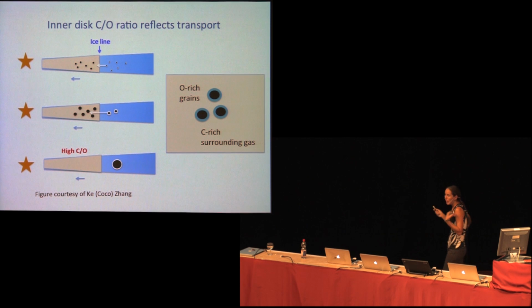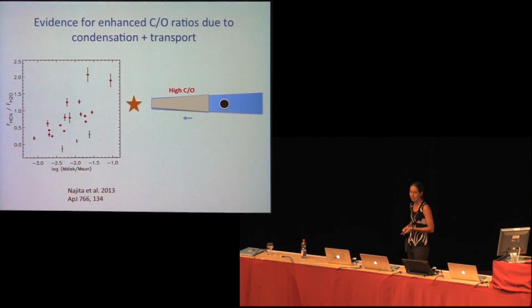If you have grains freeze out beyond the snow line, they're going to be oxygen-rich, and therefore O-rich. And that leaves a surrounding gas that's actually carbon-rich. So let's consider this last case here. What happens is now you have a lot of your oxygen locked up in your planetesimal here, and it does not move into the inner disk. And so your inner disk becomes relatively enriched in carbon. So you maybe have a hope of looking for high C to O ratios in the inner disk.